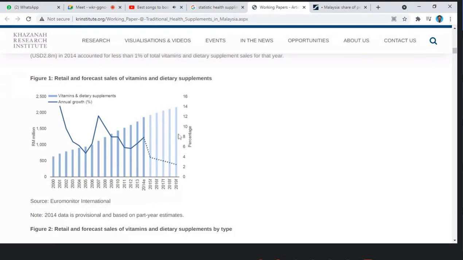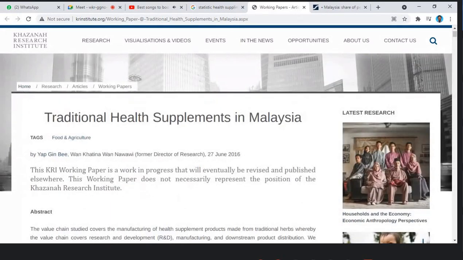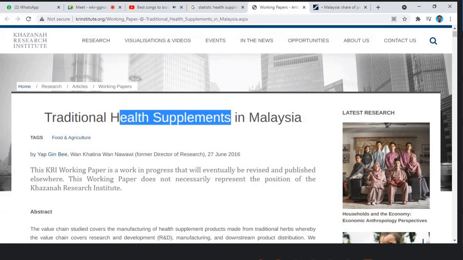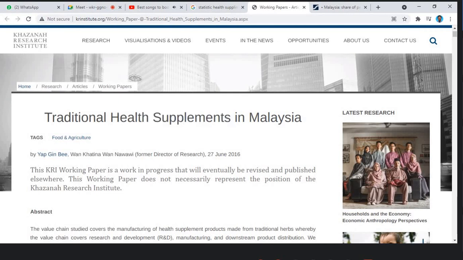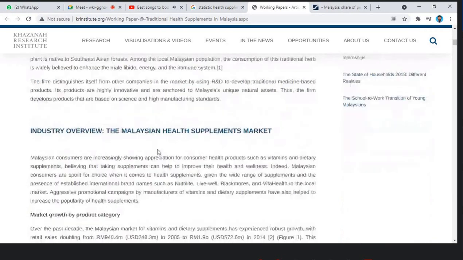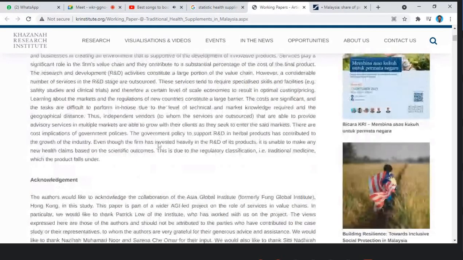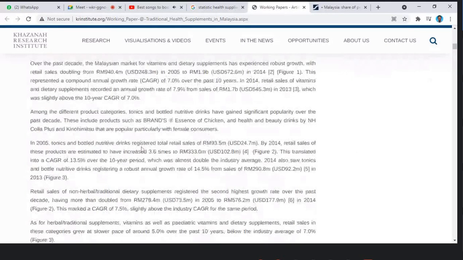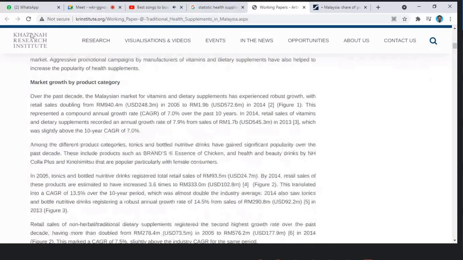Alright, so this is a process of replication. The same study, we conduct the same study. However, this study is interested in traditional health supplements. As mentioned just now, the theme is health supplements. Their interest area for this research is only traditional health supplements. But in their introduction, the overview, here called industry overview, this is how this research starts its story.